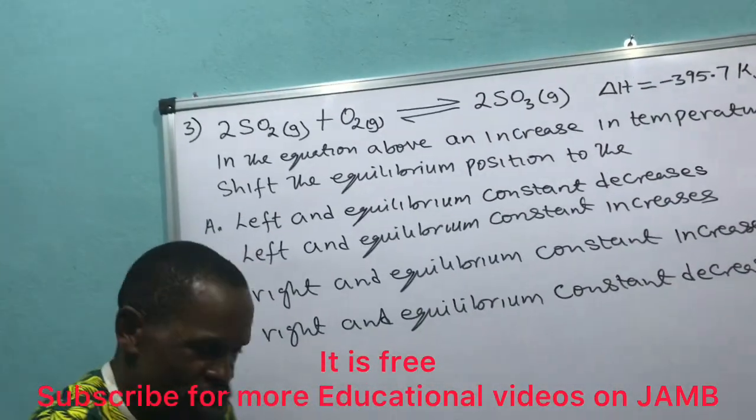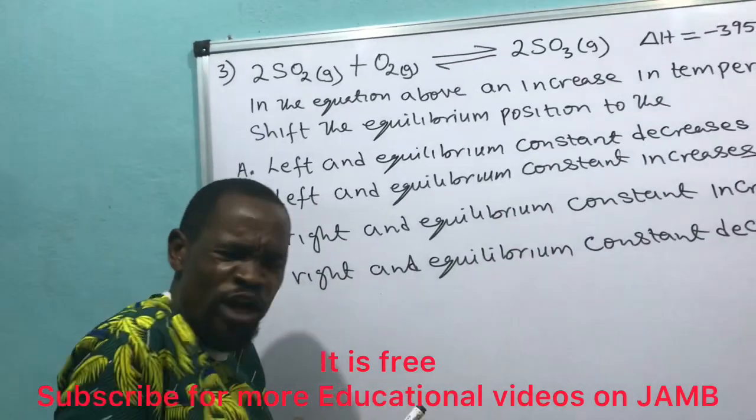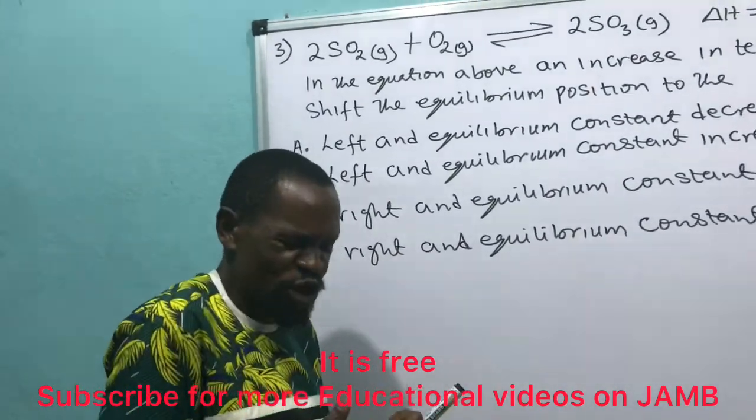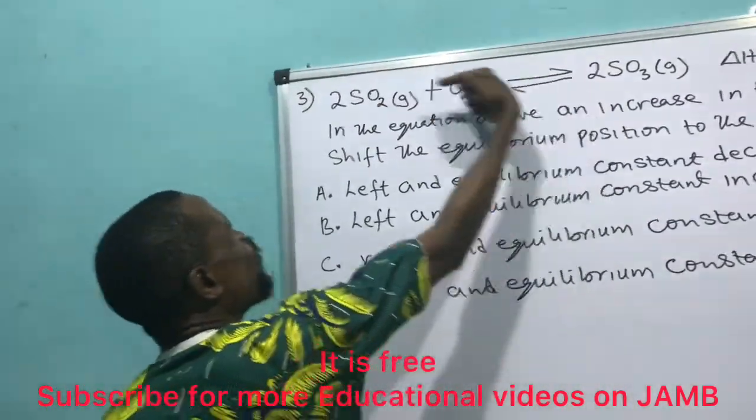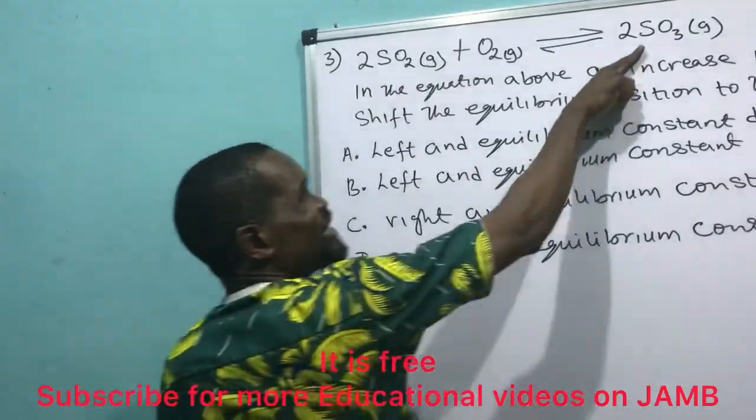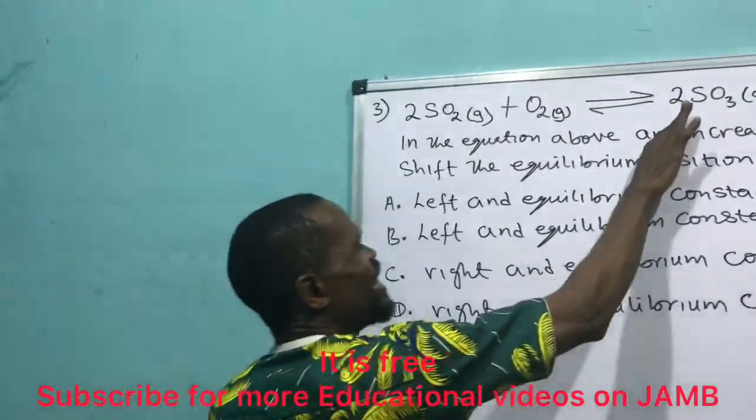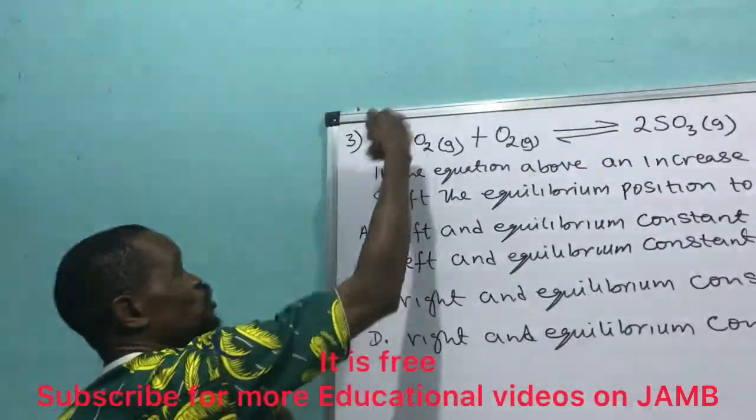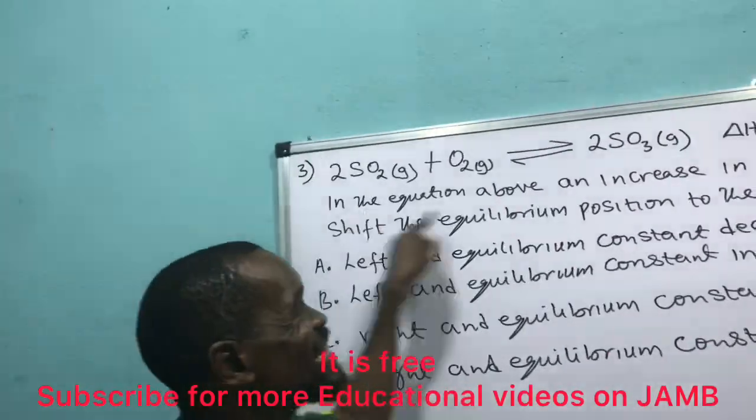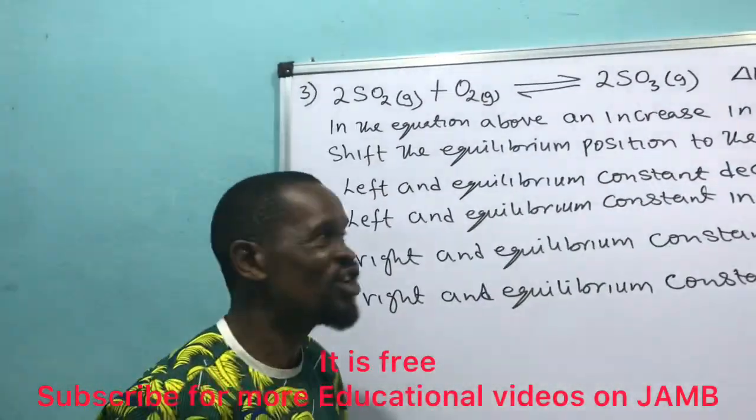And what will happen? The product will enjoy it because they are cool. They will enjoy it, and they will begin to go backward. That means the backward reaction will be favored. Because as they enjoy it, they will get hot and come back to the reactant side. As you increase the temperature, they will become hot. That means increasing the temperature will favor the backward reaction.